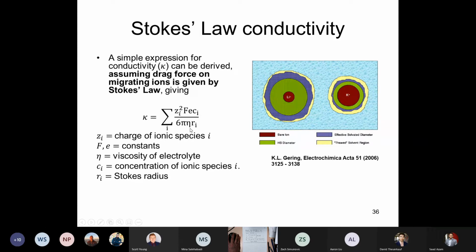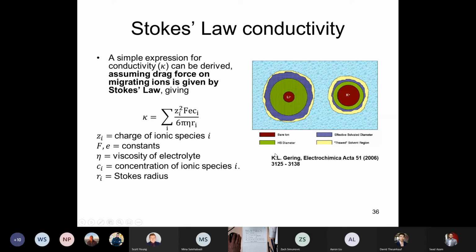Eta here is the viscosity, and Ri is the Stokes radius of the ion. So the Stokes radius is the effective radius of the ion that's moving through the liquid. The bigger the radius, the harder it is for the ion to push its way through the viscous solution. And if Ri is small, then the conductivity is big. If the viscosity is small, the conductivity is big. If the concentration is large, the conductivity is big. So this expression matches what we expect based on just simple logic.